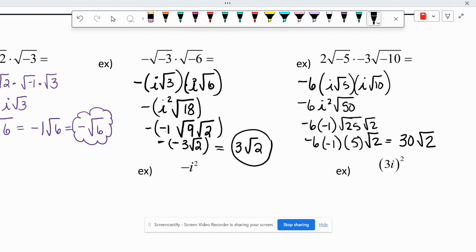No, that's not our final answer. Because what is i squared? So this is where we are, but i squared is -1. And the square root of 50 is the same thing as the square root of 25 times the square root of 2. So what is the square root of 25? So I have -6 times -1, which is +6, times 5, which is 30, square root of 2. And that is your final answer.